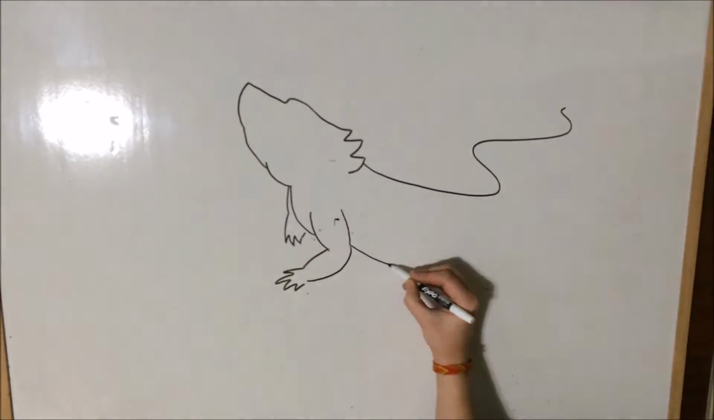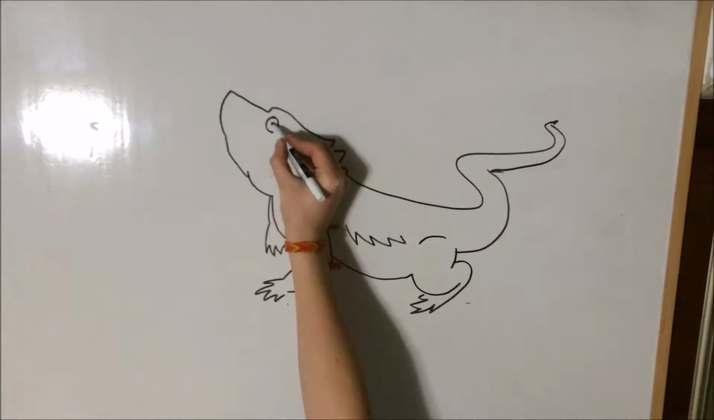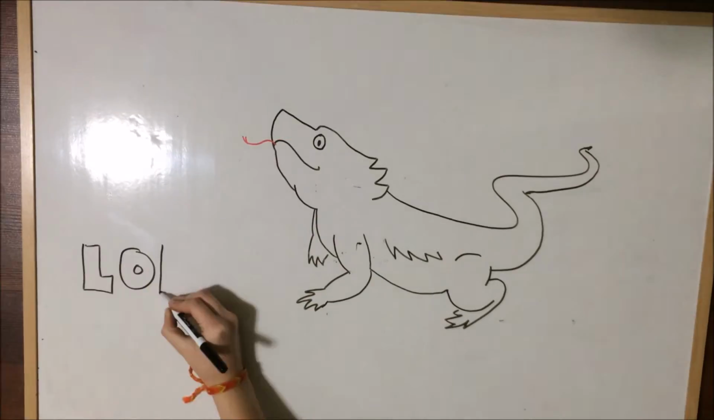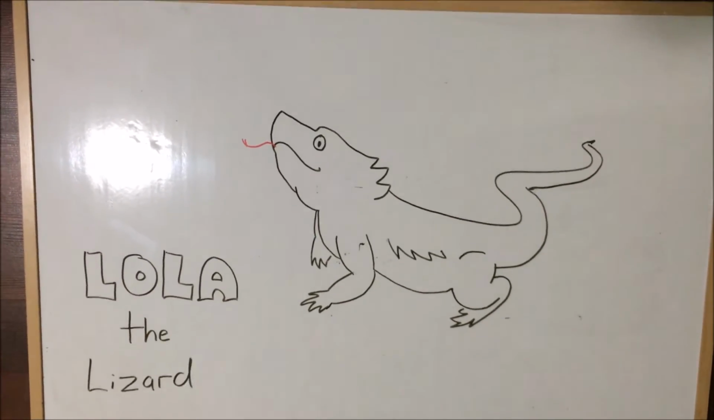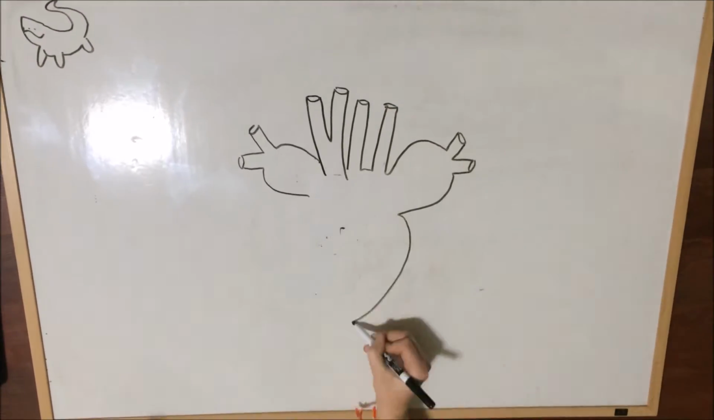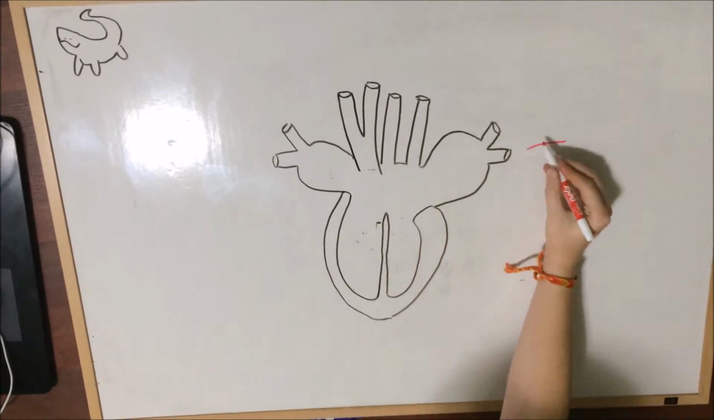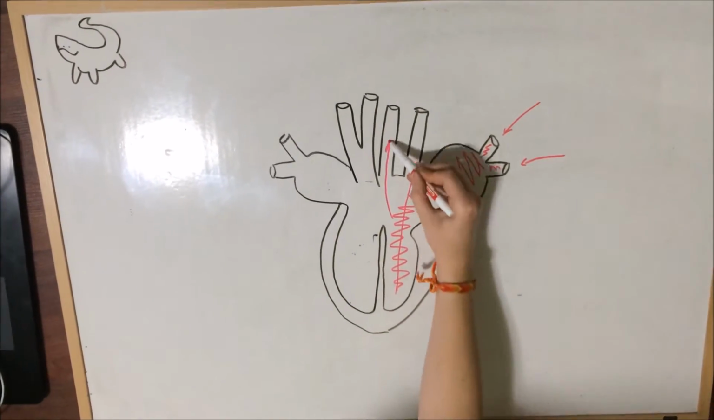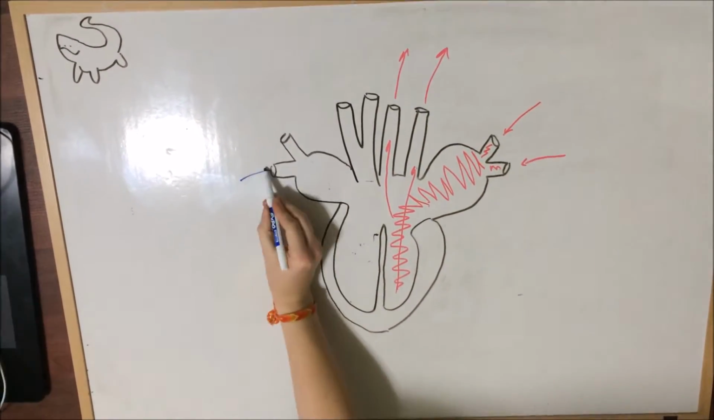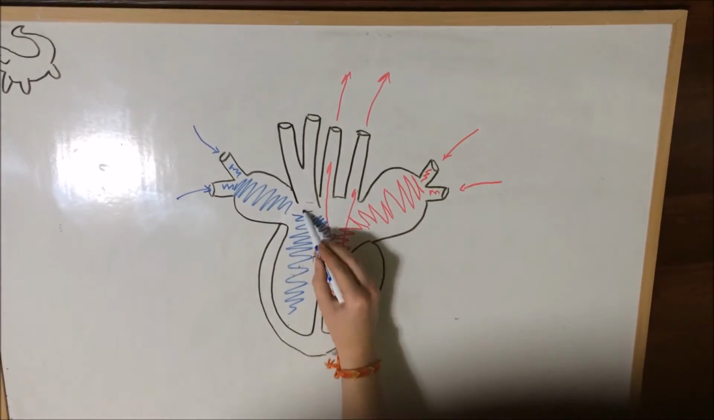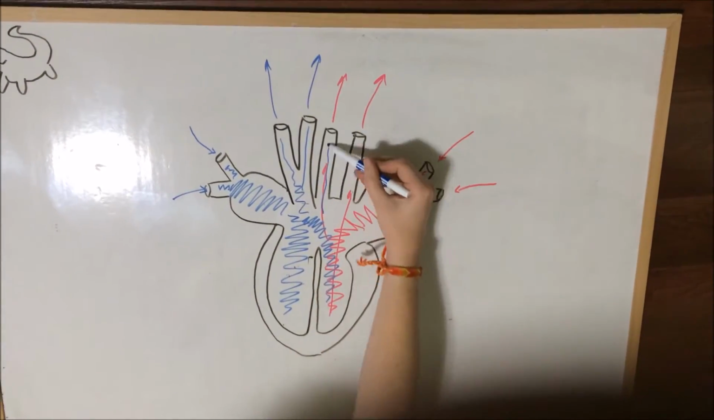Now let's move away from Hernando and welcome his good friend, Lola the lizard. We will use lizards to represent all reptiles, although variation between reptiles exists. Let's take a quick look at what Lola's heart looks like. Oxygenated blood enters the left atrium down to the left ventricle and exits through both the left and right aorta. Deoxygenated blood enters the right atrium down into the left ventricle, then the right ventricle, and exits through the pulmonary artery.